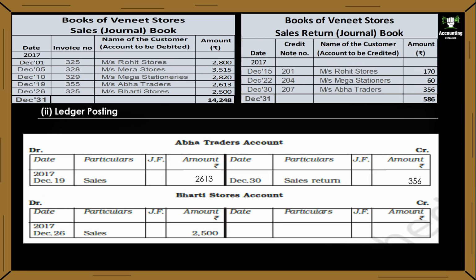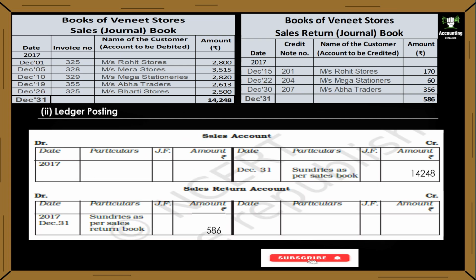Next, on December 19th, Abba Traders 2613. So open Abba Traders account. On December 19th, to sales 2613, and on December 30 there is a sales return of 356. So December 30, by sales return 356. On December 26th, Bharati Stores 2500 is a sale. Bharati Stores, December 26th, to sales 2500. There are no returns from Bharati Stores.